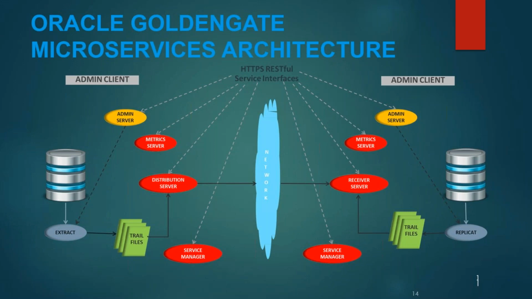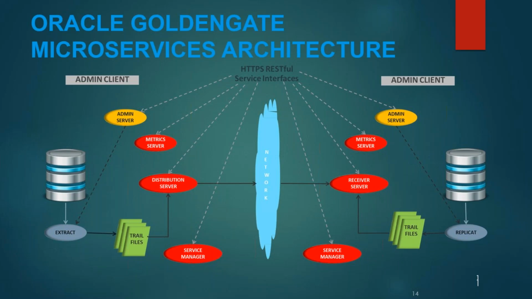So this is what the architecture of Goldengate looks like. You configure the admin server, and under the admin server the Goldengate extract process writes the data to the local trail file. Once the data is available in the local trail file, the distribution server sends the data over the TCP/IP network and writes it to the remote trail. Once the data is available in the remote trail, the Replicat process applies it to the target.